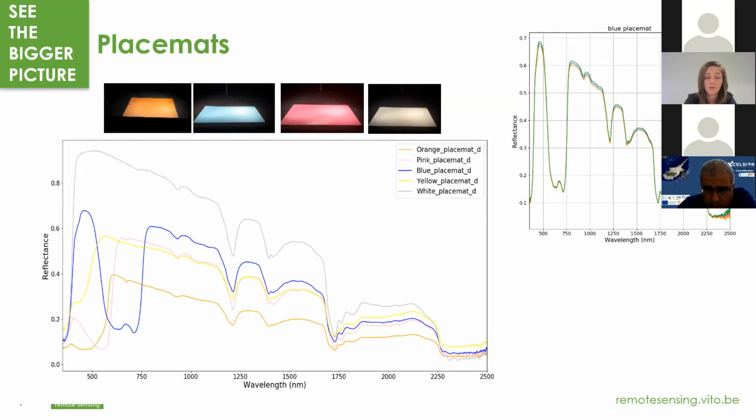In the shortwave infrared, you really see that the 4 different placemats have a very, very similar shape. The absolute reflectance differs, but you see very clearly absorption features in the shortwave infrared. For instance, around 1215, and also one around 1730, and these are really known absorption features of plastics.